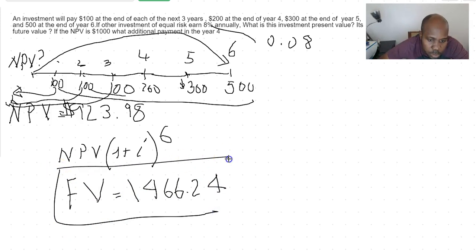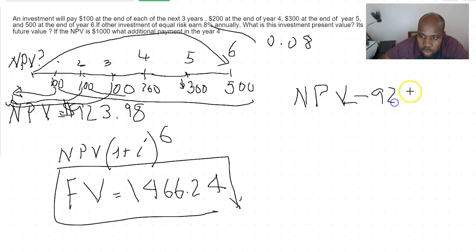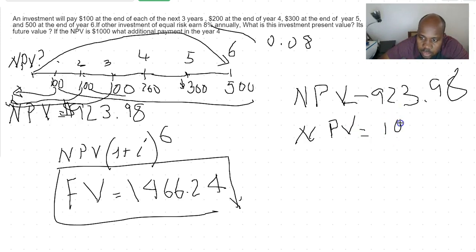Okay. Now, what about the last question? They say, if the net present value is $1,000. I know my net present value, by the way. It's 928.98. But they told me I have another net present value of $1,000, right?